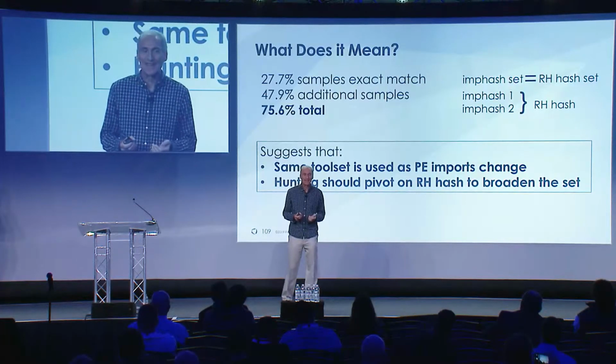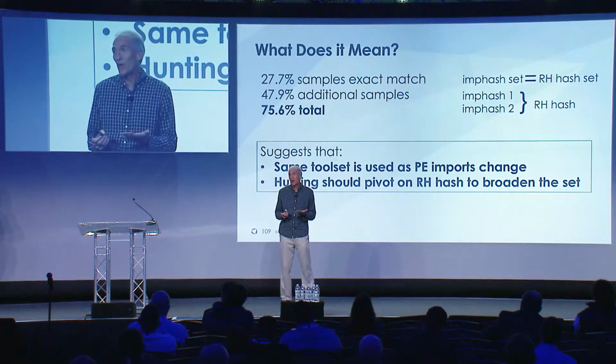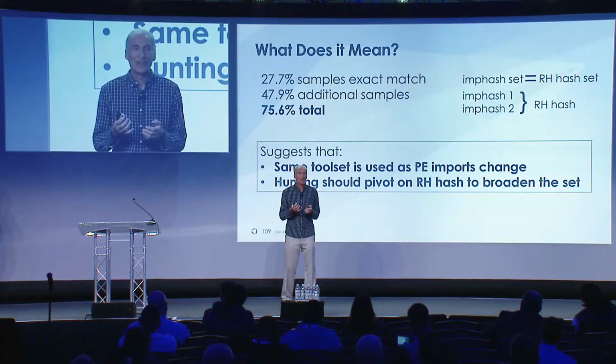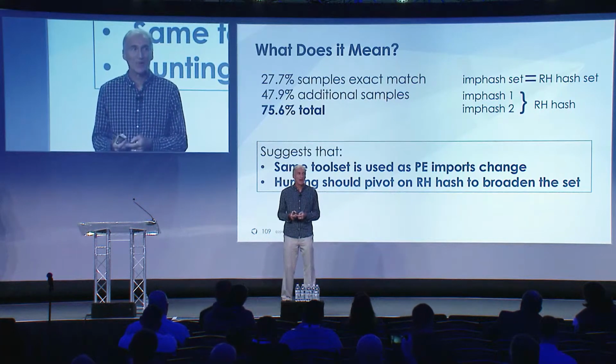So what does all this mean? It suggests that 75% of the time, the malware author is using a tool set, the same tool set which we characterized by that rich header hash, and he's changing the imports. He's generating different binaries with different imports. But it's the same guy because it's exactly the same set of samples by that set of many import hashes as the one rich header hash.